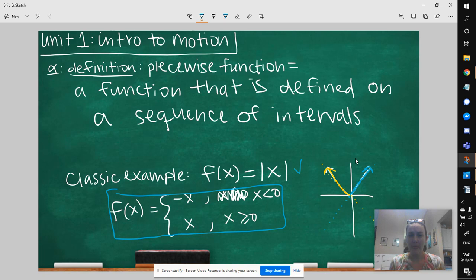So let me just go ahead and redefine or possibly define piecewise functions for y'all. It is a function that is defined on a sequence of intervals. That's what I've written down. But basically what that means is it's a function that acts differently for different groups of x's, right? The classic example, the one that every mathematician, every math teacher, every math student can think of is absolute value, right?